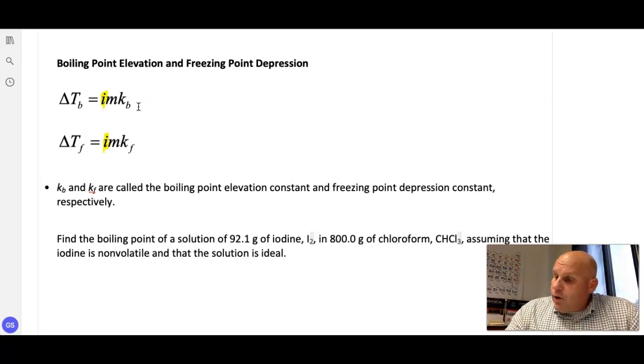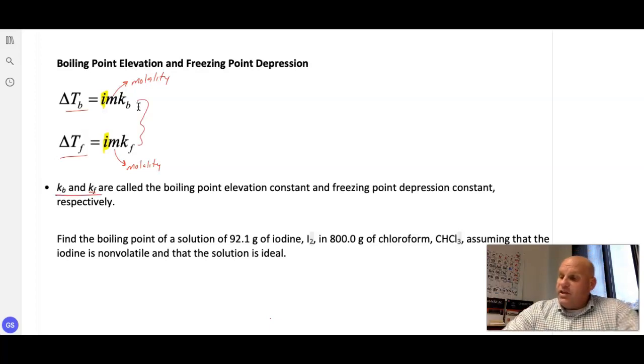Additionally, this lowercase m, if you'll remember, is molality. All right. So in both cases, we have molality. Obviously, these values are change in boiling point temperature, change in freezing point temperature, and then you'll see here we have two constants which are referenced here, the boiling point elevation constant and the freezing point depression constant.